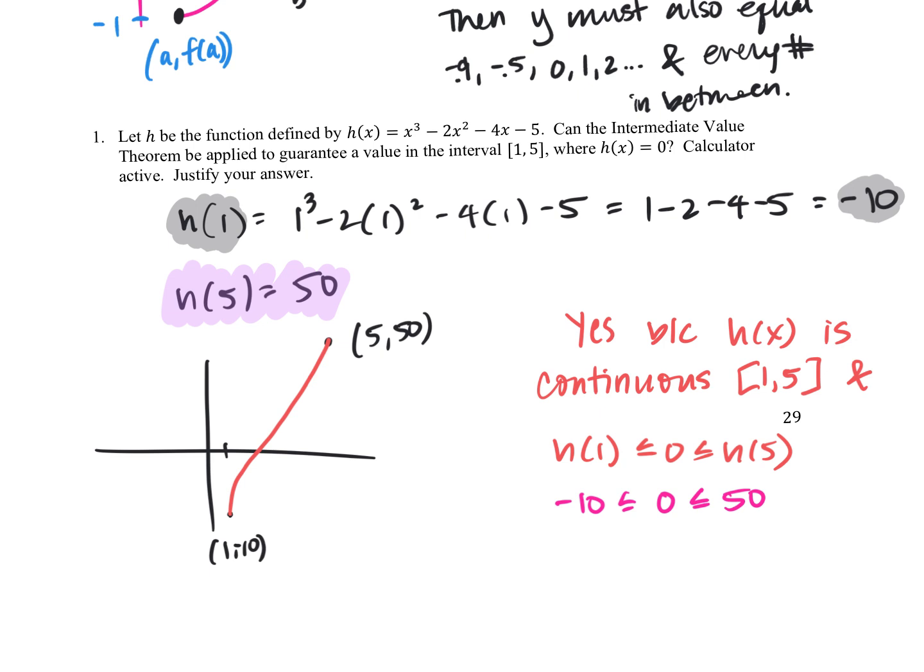If this notation you're uncomfortable with, we'll get more comfortable as the year goes through. This is okay, too. So we're going to say because the function is continuous and negative 10 is less than 0, which is less than 50, the intermediate value theorem applies. Can you abbreviate IVT? Heck yes.